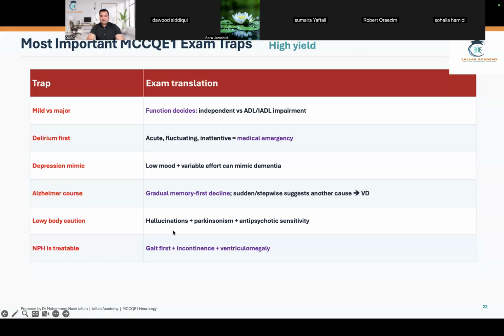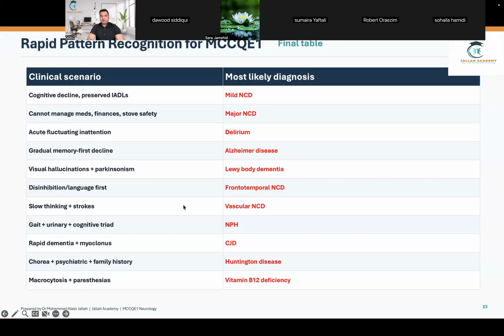Lewy body dementia: hallucination, Parkinsonism, antipsychotic sensitivity. Normal pressure hydrocephalus: gait issue, incontinence, and ventriculomegaly. I had to put this dementia here. Ventriculomegaly is the CT scan and MRI finding. Clinical scenario, most likely diagnosis: cognitive decline with preserved day-to-day activity, what is it? Mild. Now, if the patient cannot manage medication, finances, or stove safety, now it is major, because the patient cannot do daily activities.